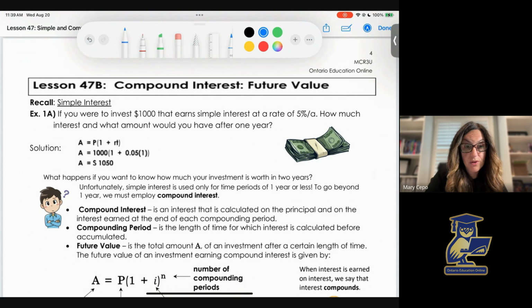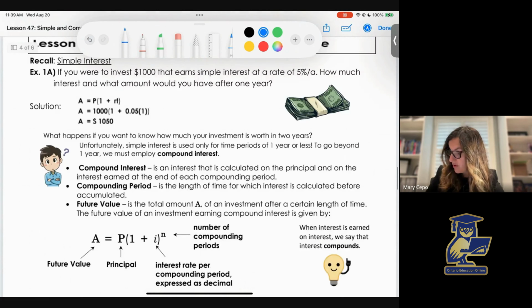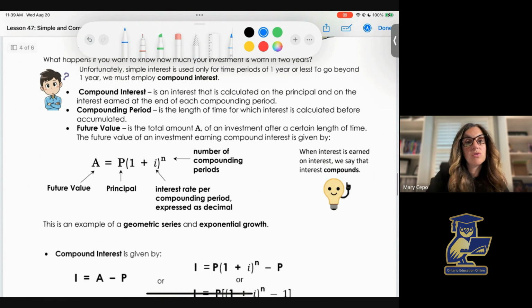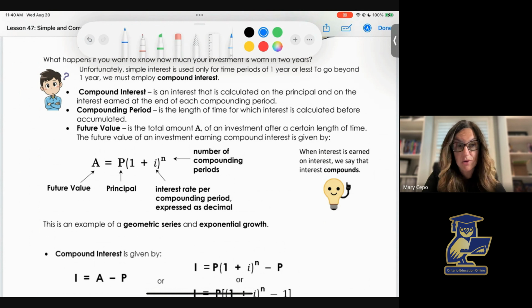What happens, however, if you want to know how much your investment is worth in 2 years? Unfortunately, simple interest is used only for time periods of 1 year or less. To go beyond 1 year, we must employ compound interest. Now, compound interest works in your favor because compound interest is interest that is calculated on the principal and on the interest earned at the end of each compound period. So you're building your money, so you start with the new principal amount that includes the interest. So you're earning interest on a larger amount.